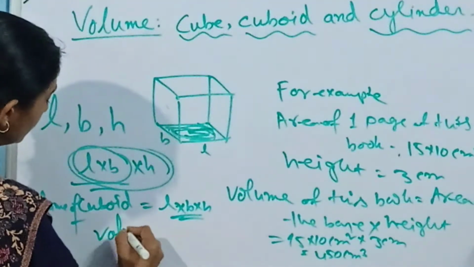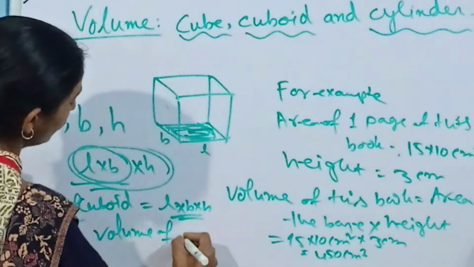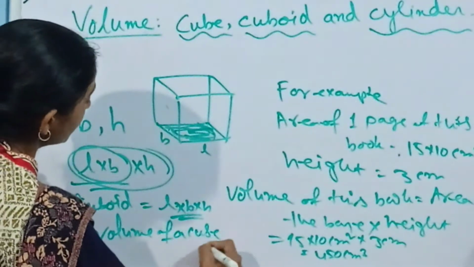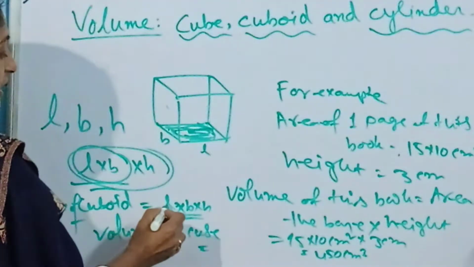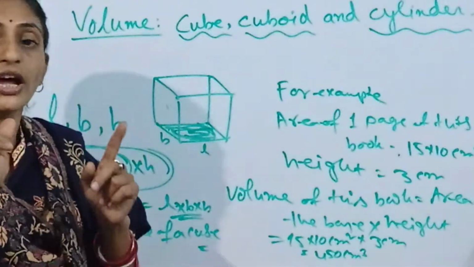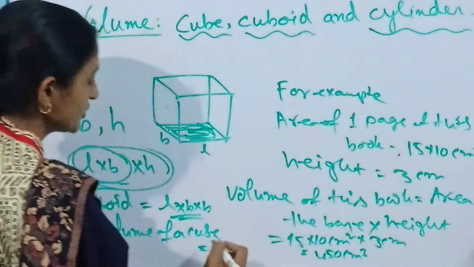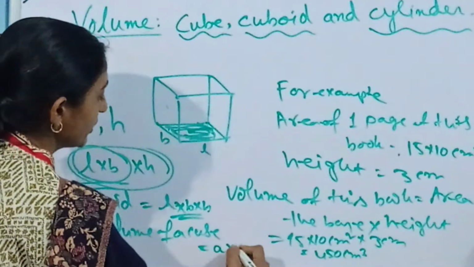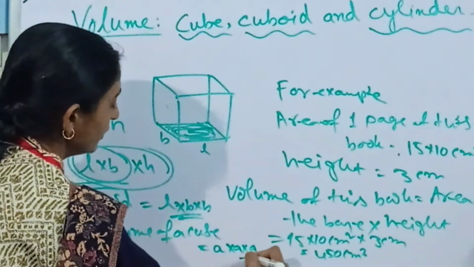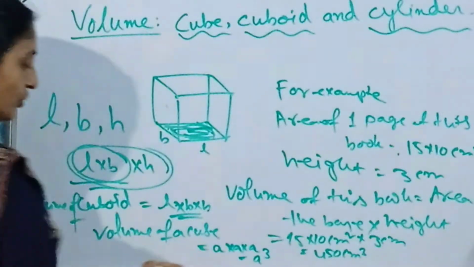So the volume of a cube is equal to what? Here the length, breadth and height are all equal. So if we consider this one as A, it will be A into A into A, that is equal to A cube. Yes.